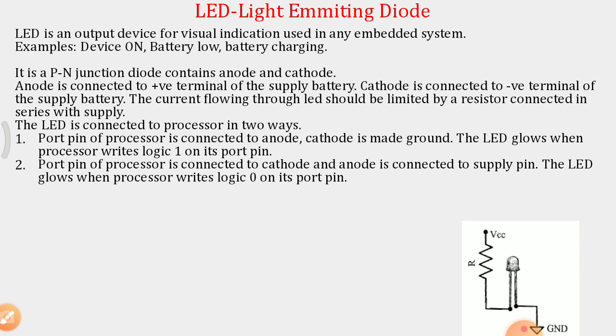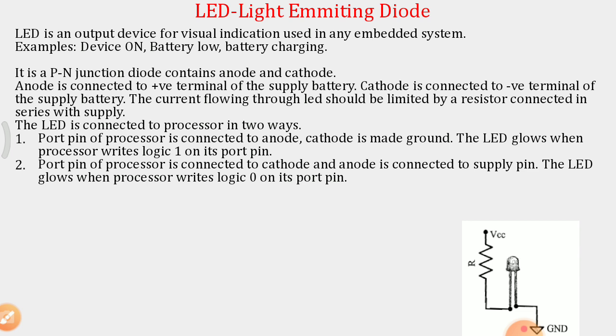Then the cathode should be made ground. The LED will glow whenever a controller writes logic 1 on its port pin where the anode is connected. So this is logic high. Port pin is 1, the LED glows. Port pin is 0, the LED will not glow.